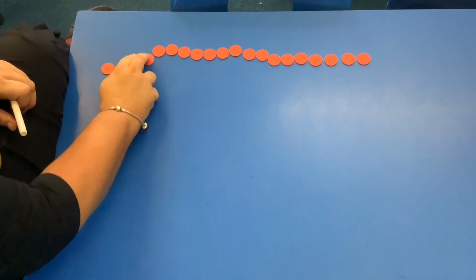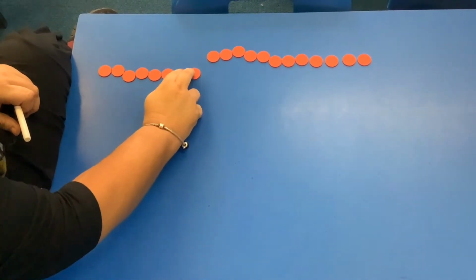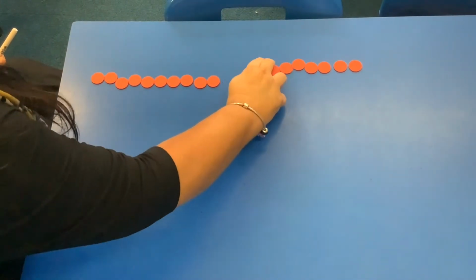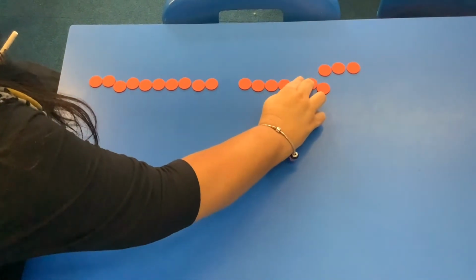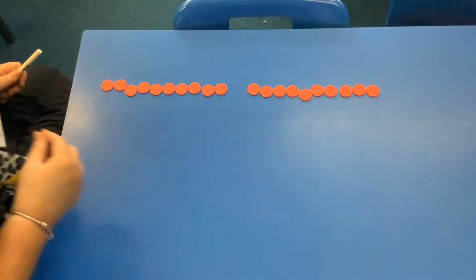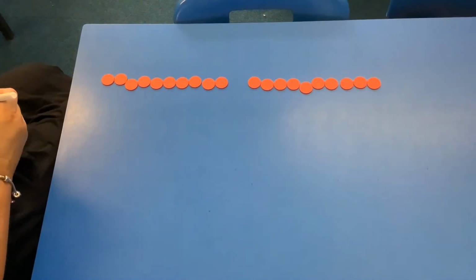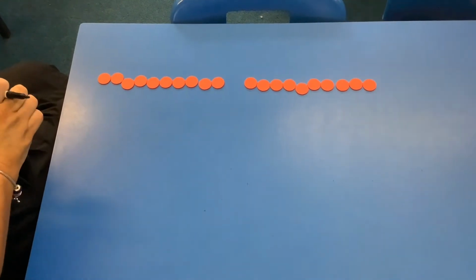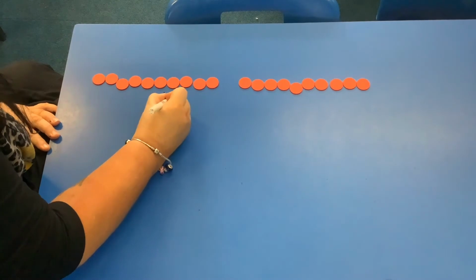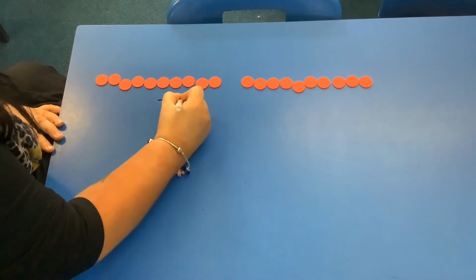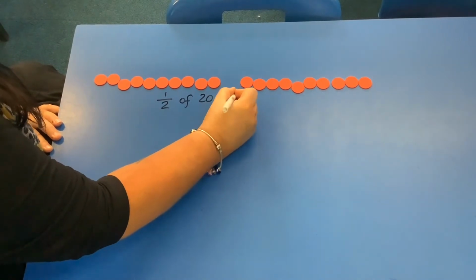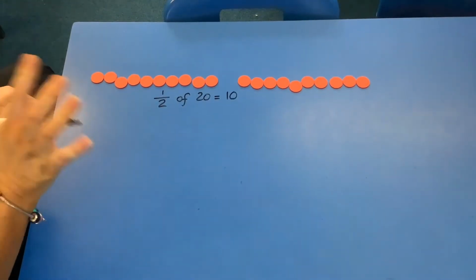So I've got 2, 4, 6, 8, 10 here. And then I've got 2, 4, 6, 8, 10. So there I had half of 20 equals 10, didn't I? So I had half of 20 equals 10. So they're equal groups.